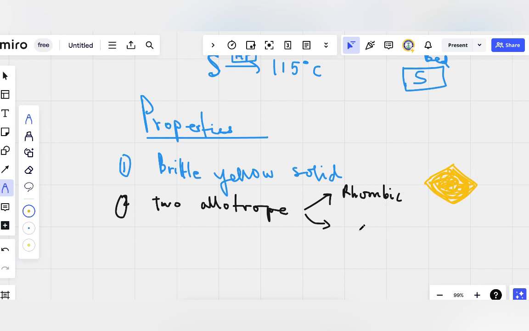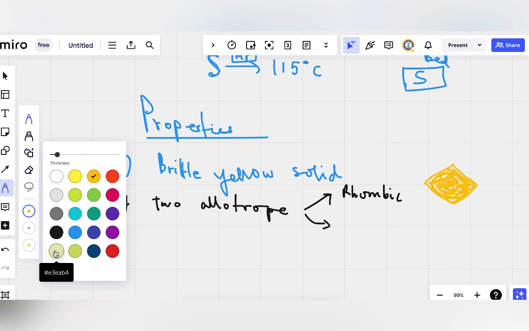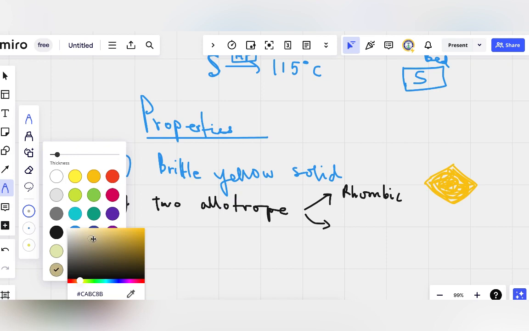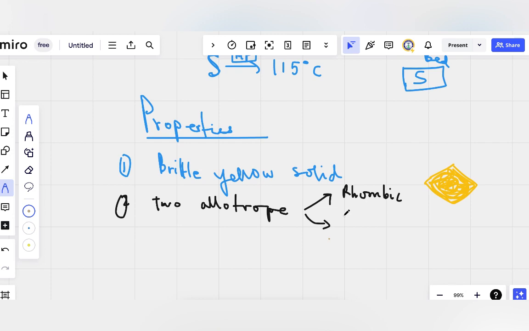The second one: when you pour a lot of hot water, it becomes like something melted and diluted. The yellowness is a bit reduced. It becomes a creamy color, and that is called monoclinic sulfur. I wish I could get that color a bit fainter, something close to a creamy color. So the second allotrope will be monoclinic.